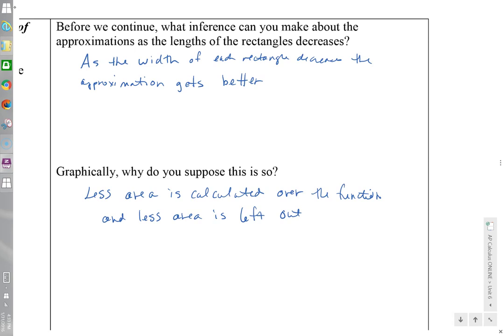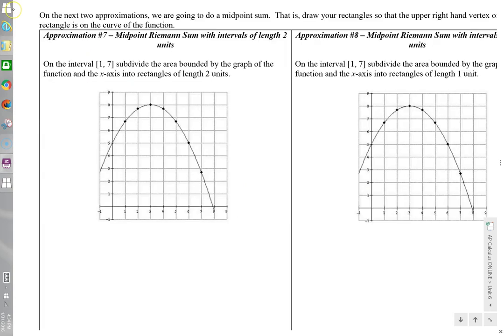So hopefully you came up with something that said as the width of each rectangle decreases, the approximation gets better, or the more rectangles we use, the approximation gets better. And that has to do with the fact that we have less area that's outside or over the function, and less area is left out when we calculate the area of the rectangles.